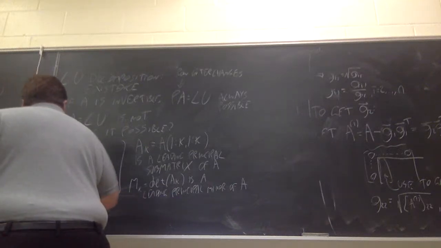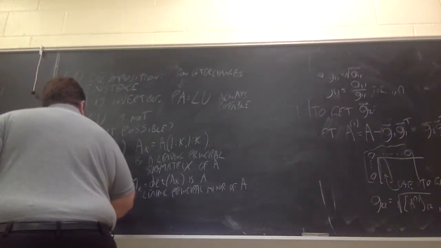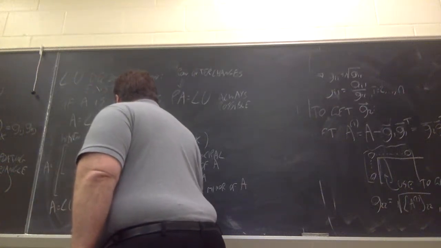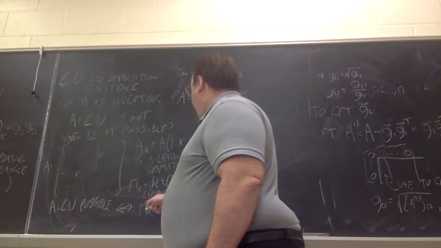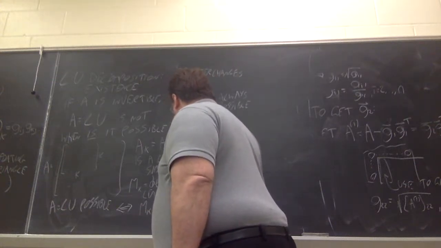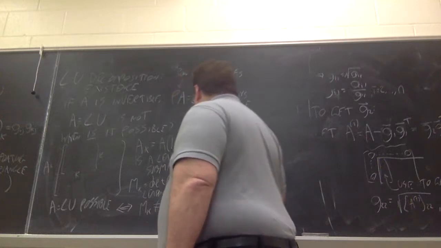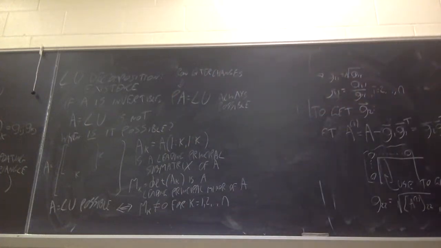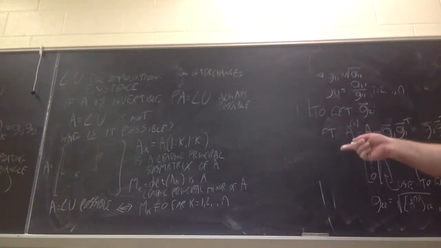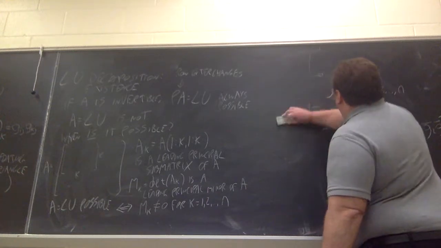A equals LU is possible if and only if all of the minors are non-zero. So if any of those minors are 0, pivoting is required. So for instance, suppose a 1-1 entry is 0. That means that M1 is 0. And you'd have to do a row interchange.